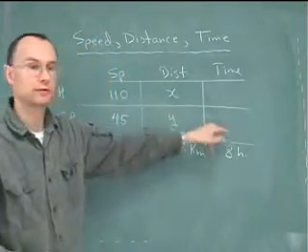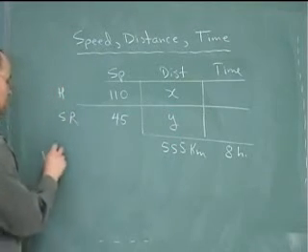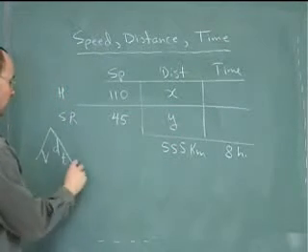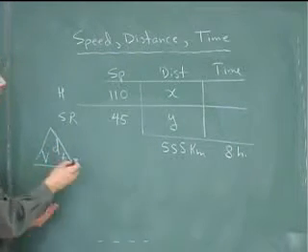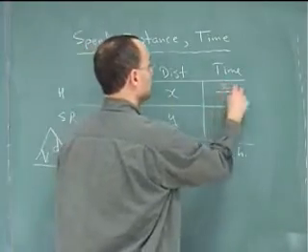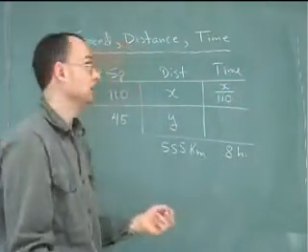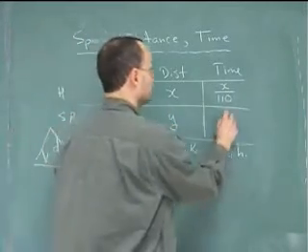Now, what do I put in for time? This is where our little triangle comes in handy. And we think, well, time is just distance divided by speed. So distance divided by speed is what my time is. So x divided by 110. And for this one, it's y divided by 45.